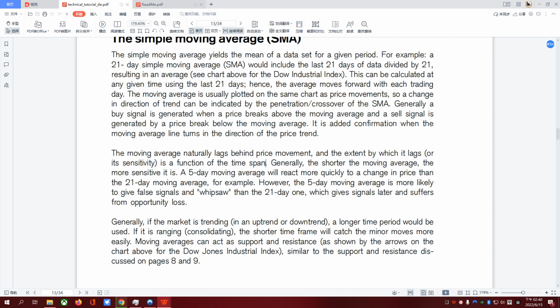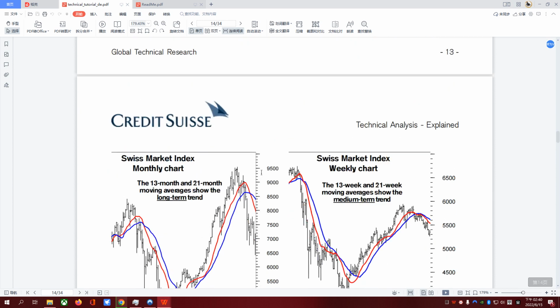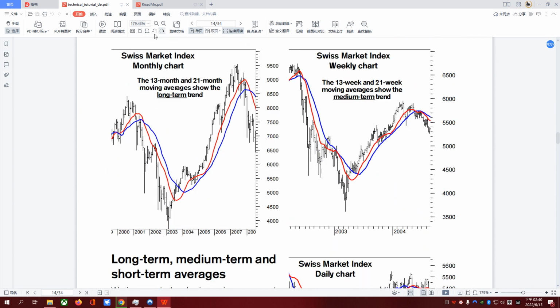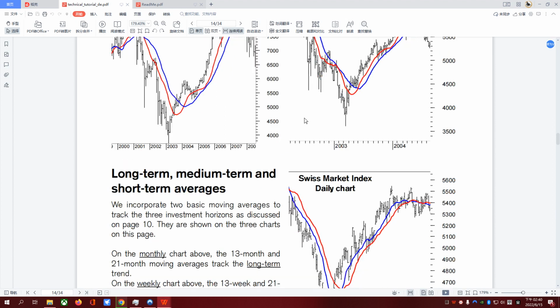Some people, they love to trade daily. Some people, they love to trade on a weekly basis. Different people have different time frames that they're good at. Okay, and here this is a perfect example of showing you how to use SMA. Right here, you can see 30-month and 21-month moving averages showing the long-term trend. Here you're seeing the mid-term trend.